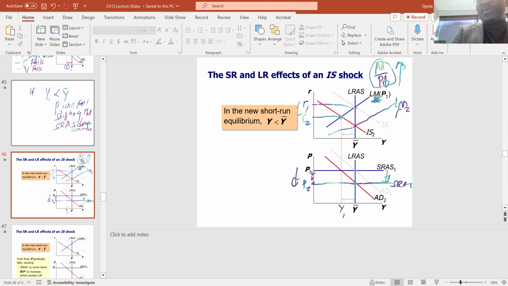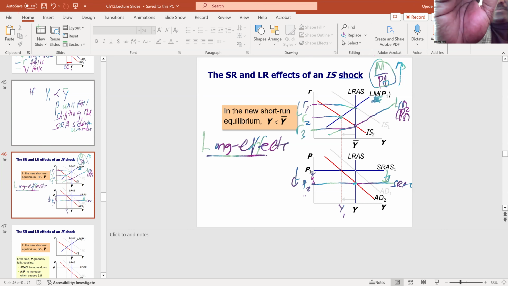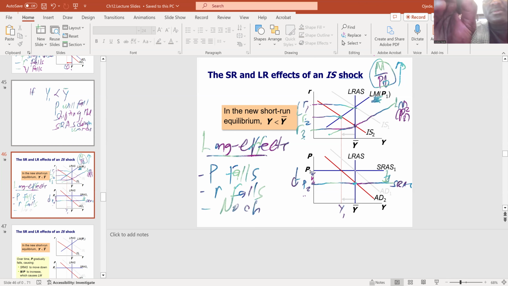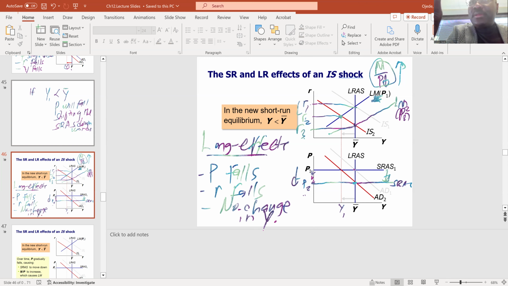This LM2 corresponds to P2 because price has fallen. So we end up at this point. The interest rate will fall further to R3 in the ISLM framework. So when you're documenting the long run effects here, P falls in the long run and the interest rate further falls from R2 to R3, and there is no change in GDP, in Y.